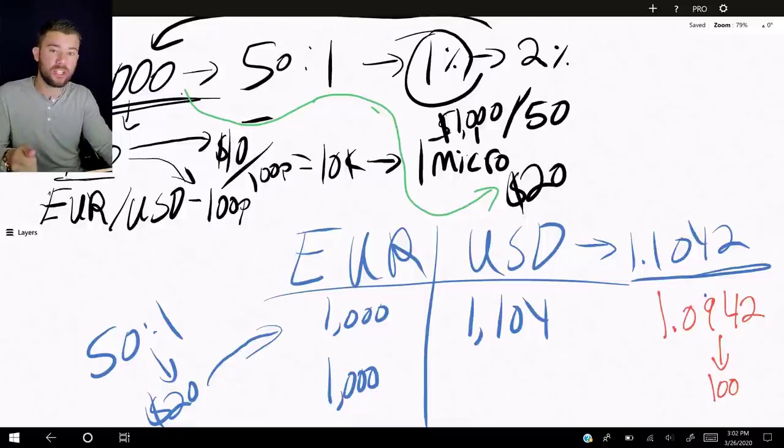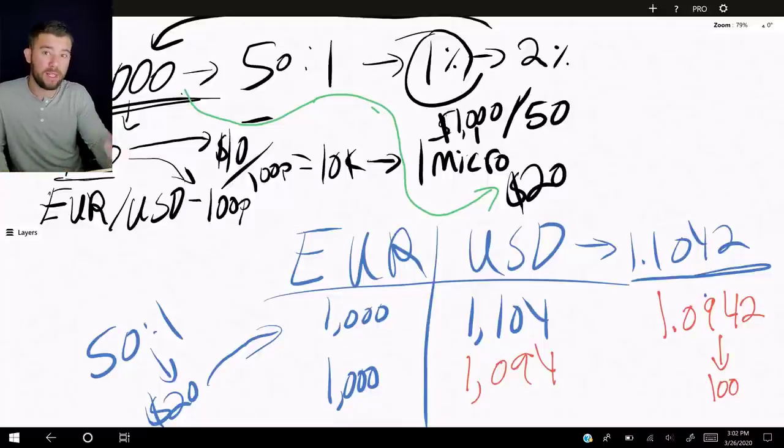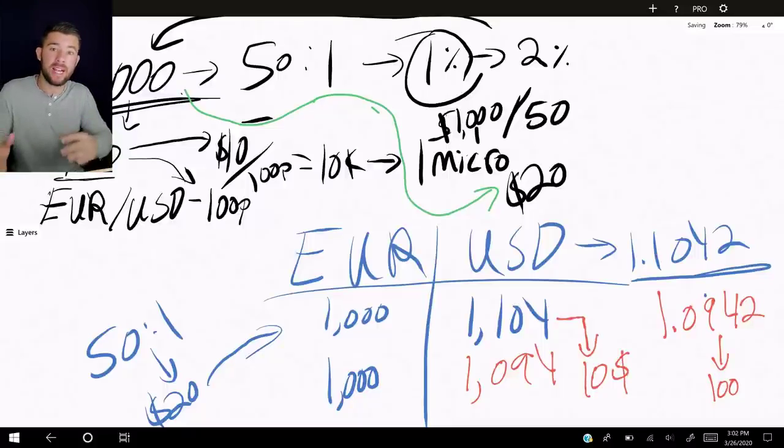But now the exchange rate is lower. So even though your investment dropped in value, they still expect that same 1,000 euros. In order to give them 1,000 euros, you now have to hand them $1,094. So therefore, because of that, your investment dropped $10. And that's the actual math on this specific trade.